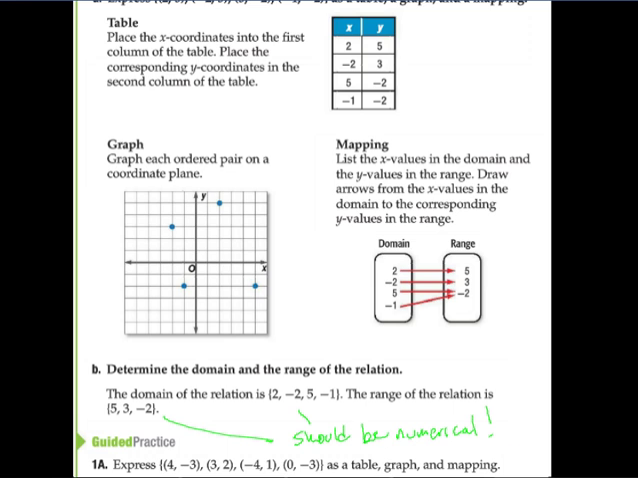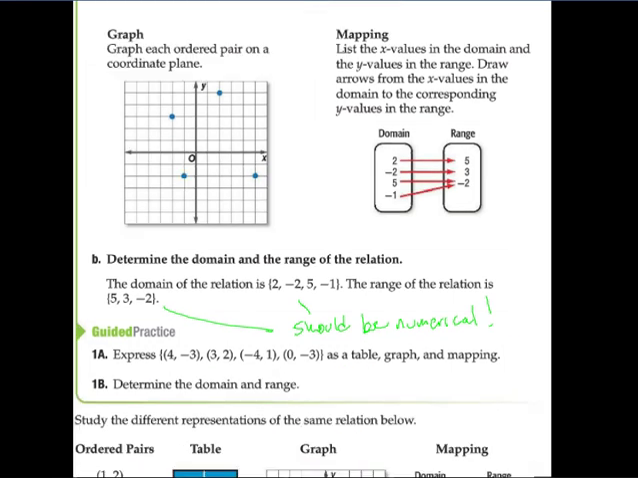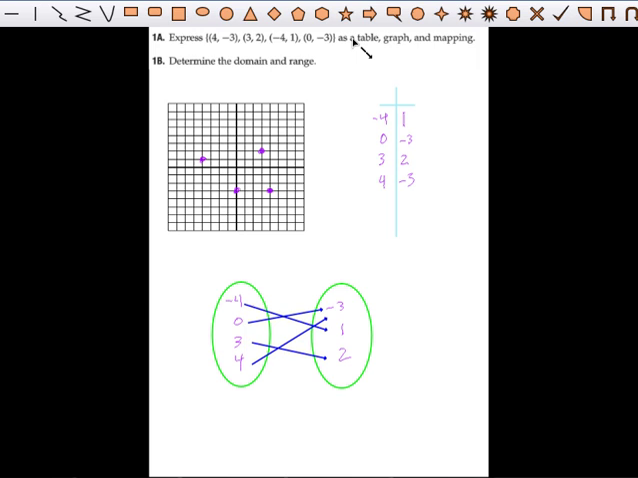All right? So if we wanted to express -4, this right here as a table, graph, and mapping, what would it look like? We'll go ahead and pause the video, take a second, get yourself a table, a graph, and a mapping. And the graph can just be a sketch, guys. A table, a graph, and a mapping of those points. Pause the video now. Okay, so check yours against mine.